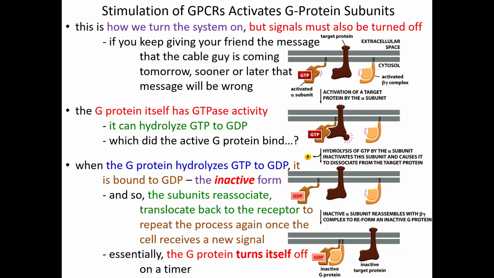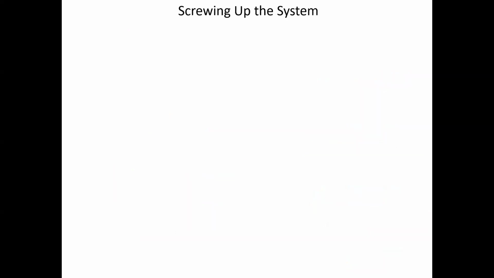So essentially, the G protein is on a timer. It's only active for a brief time, and then it hydrolyzes GTP into GDP, and it turns itself off. And then it goes back to the receptor and checks for the validity of the information. If the signaling molecule is still there, the G protein will be turned on again. If the signaling molecule is gone, the system will remain off.